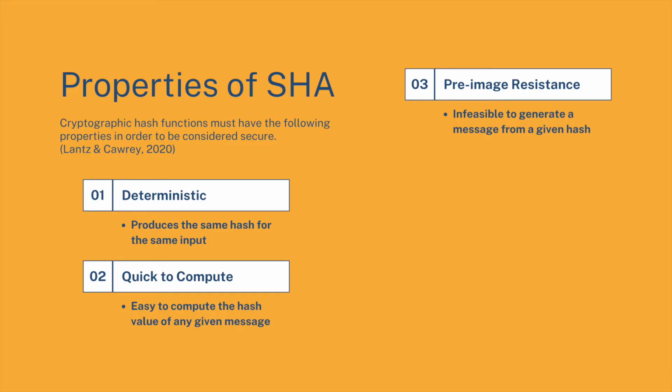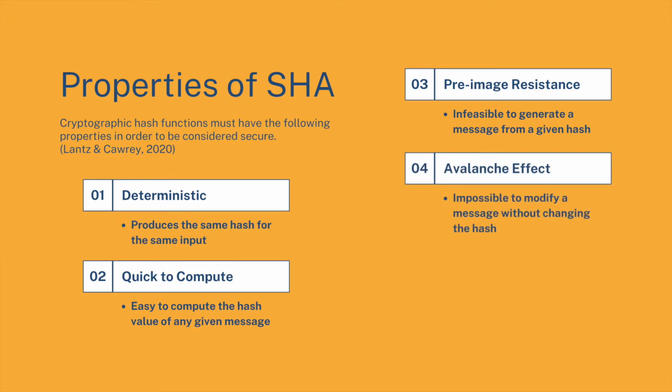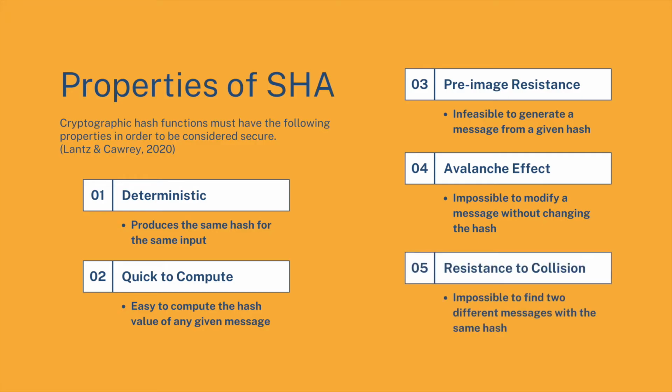The fourth property is the avalanche effect. This means that a slight change, even just changing a character from lowercase to uppercase, and vice versa, will completely change the resulting hash. This property makes the hash pre-image resistant. Finally, SHA's fifth property is its resistance to collision. Collision is when two unique inputs have the same hash value.